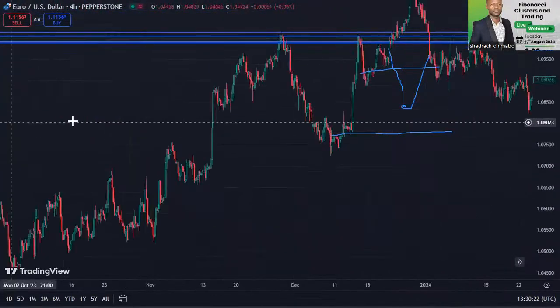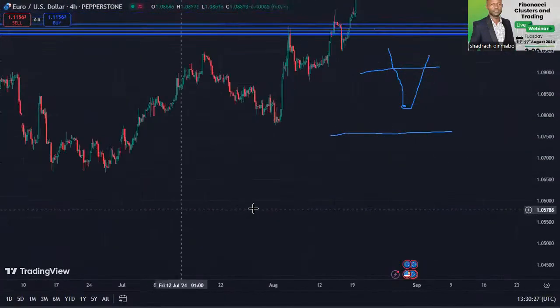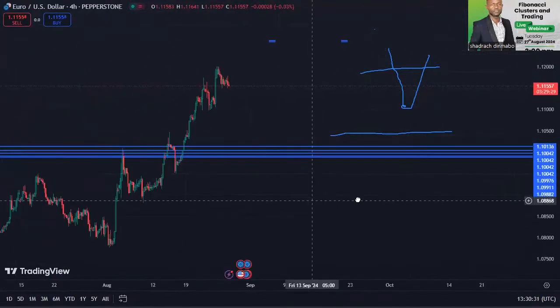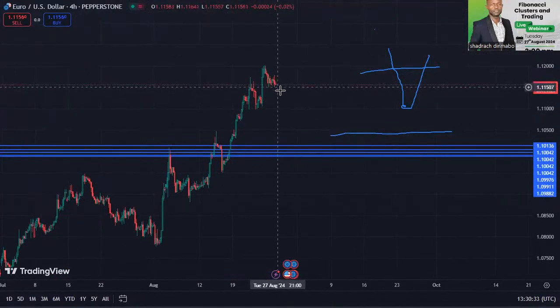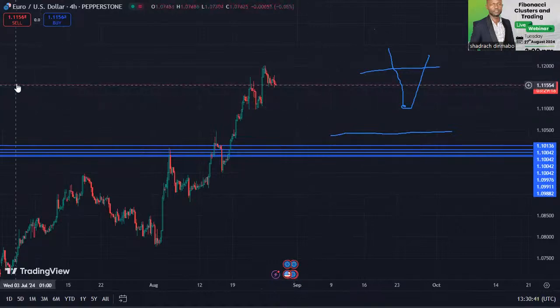So that's how we identify key levels, key zones. And in this particular method, we're only using it to trade pullbacks. What I mean by pullback is that we believe that if this market retraces down to this zone, it will do a pullback. That pullback is what we want to trade. That's all. Simple. So that is it about the Fibonacci clusters.